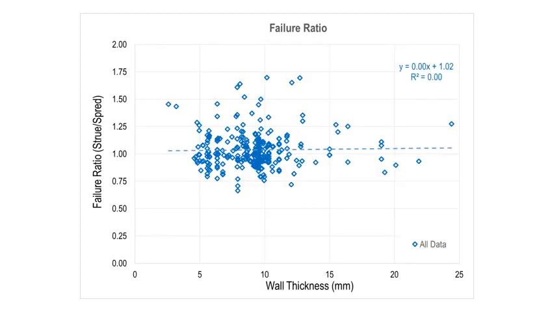I can also do the same thing of failure ratio plotted against wall thickness. Again, if I look at the slope of that line, it's 0 or close to it. I've got an r-squared value there of 0, indicating that there's no correlation between the failure ratio and the wall thickness.